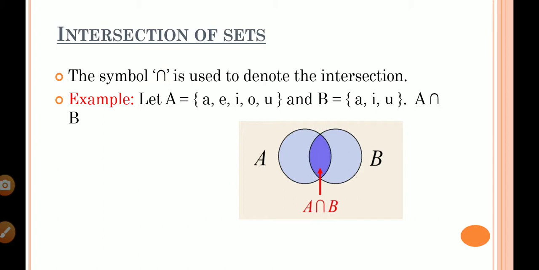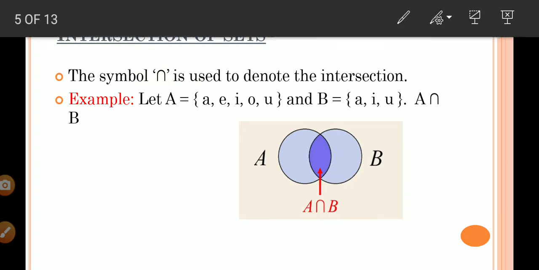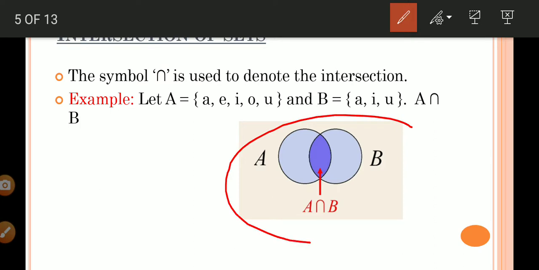The intersection of sets can be represented by a Venn diagram as shown in this figure. The shaded portion in dark color represents A ∩ B. It is clearly shown here. It is the intersection part.